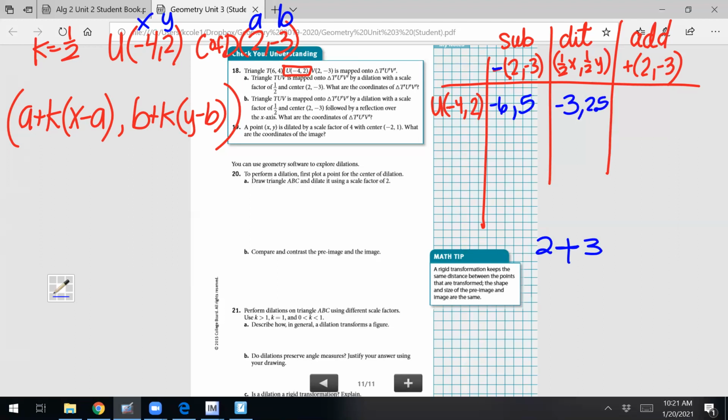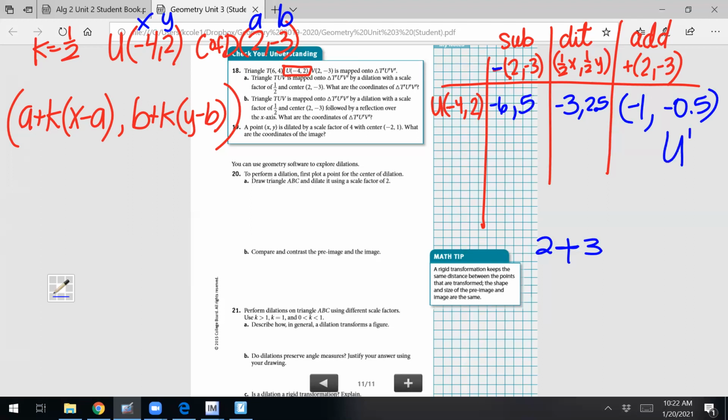Then you have to add back the center of dilation. What's -3 plus 2? -1. What's 2.5 minus 3? -0.5. So that is your new point. That is U prime.